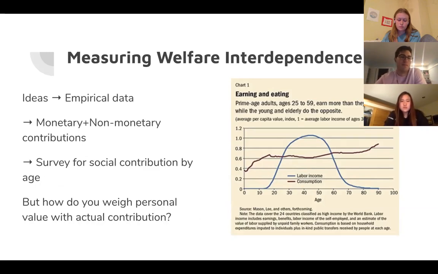Alternatively, we could simply ask people how much people of different ages contribute to society. Given the challenges associated with merging economic data with other measures of welfare interdependence, this would likely be a better method for measuring societal contributions.